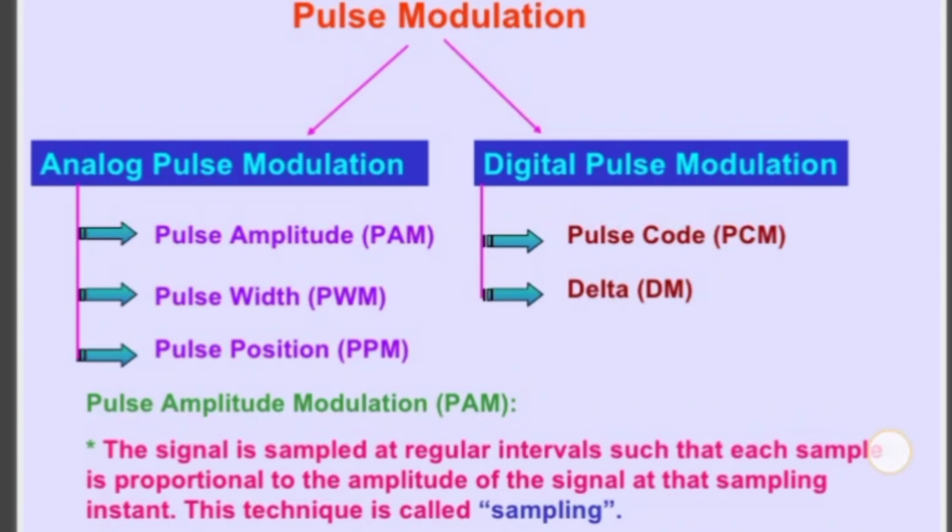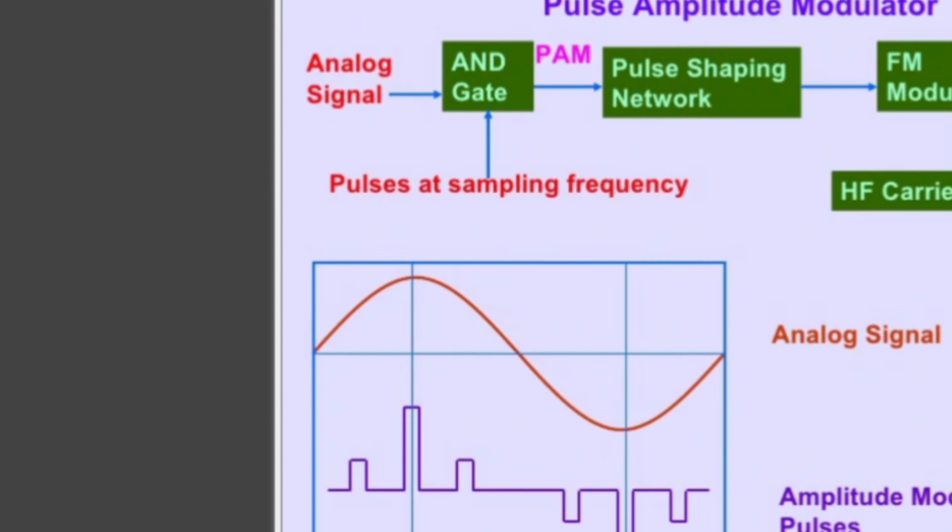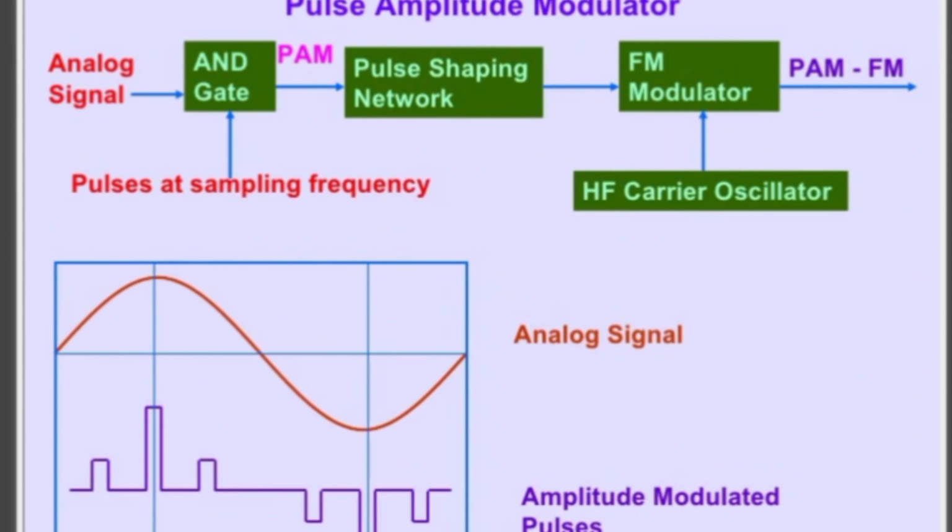You can see the pulse amplitude modulator, analog signal, pulse shaping network, FM modulator, HF carrier signal. The analog signal and the amplitude modulated pulses, these are the pulses. Simply, in one diagram we represented all this.